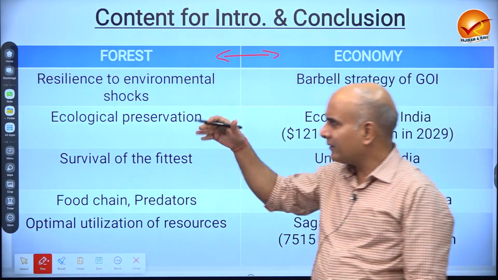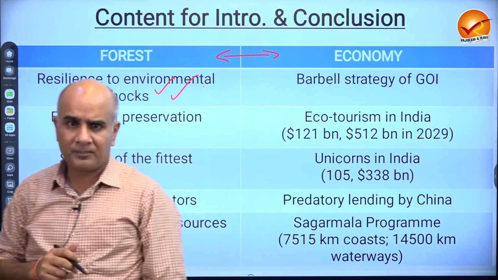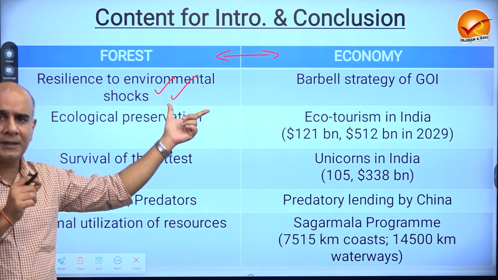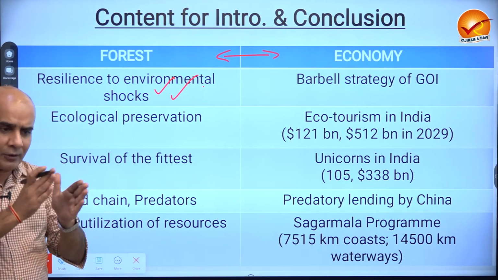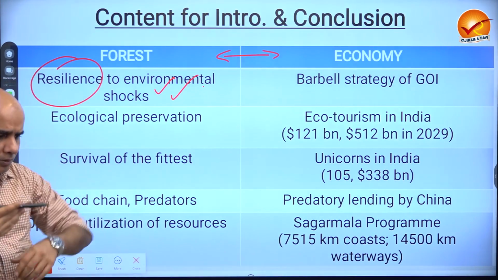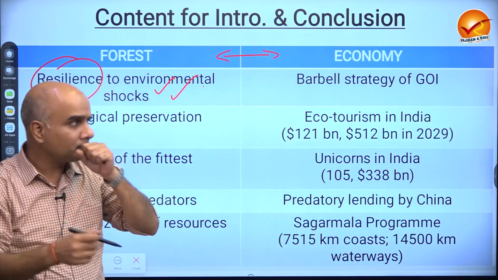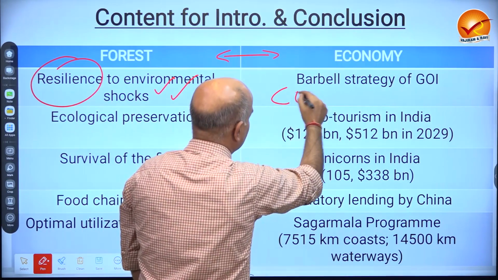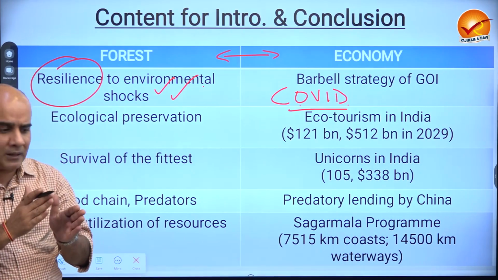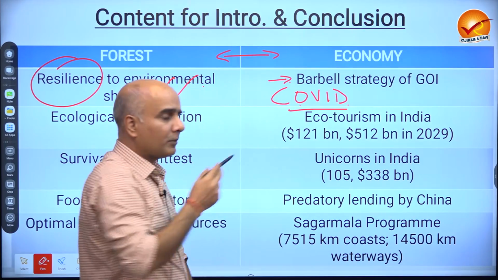Forests teach us that if you want to grow, you have to be resilient to environmental shocks. When we talk about a forest, I am talking about the environment quite literally. But when I talk about the economy, what does this become? This becomes resilience to any upsets, any disruptions that are happening around you. What is the last disruption that we saw? That on a global level was the COVID pandemic. And how do you display this resilience? In India, for example, that is the barbell strategy of the government of India.